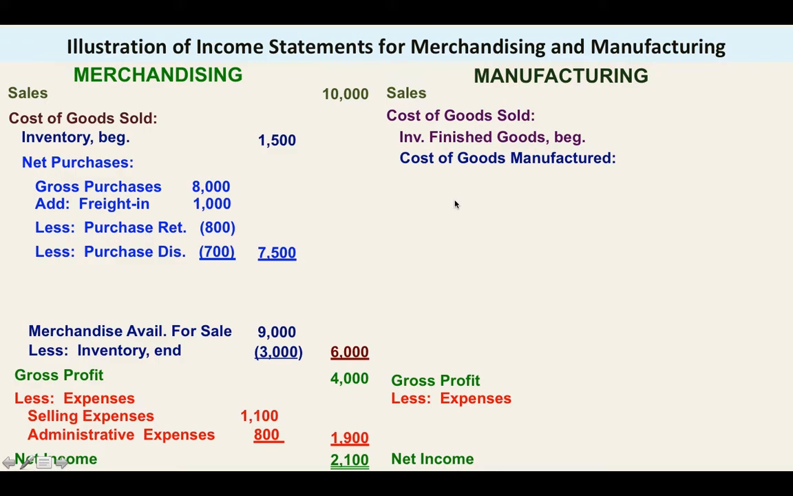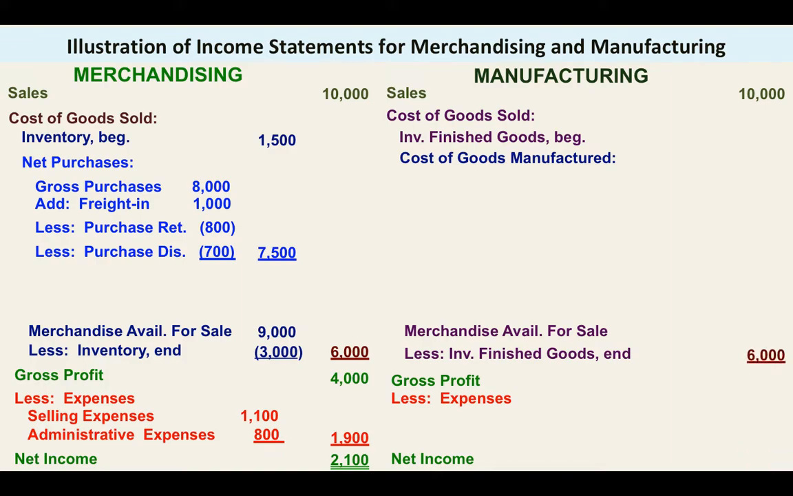So your cost of goods manufactured, assuming that this will be the information that we have, inventory of finished goods plus cost of goods manufactured will give you your merchandise available for sale, similar to your merchandising. And then you have to deduct the inventory finished goods, and that will be your cost of goods sold. Okay, let us assign certain amount, assuming that your cost of goods sold is 6,000. Okay, then how it is computed.